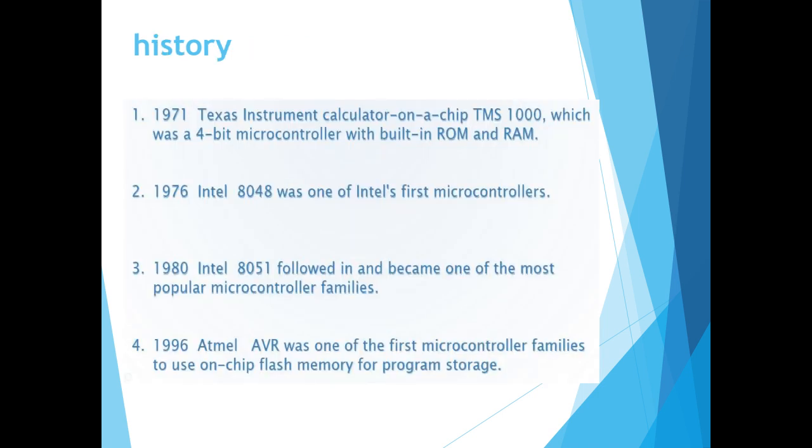After talking about microprocessor and microcontroller, as I said in the syllabus, we will have a history about the AVR, about different types of microcontroller, and we will focus on the AVR microcontroller. In 1971, the Texas Instruments calculator on a chip TMS-1000 was a 4-bit microcontroller with built-in ROM and RAM. It was the first type of microcontroller that was produced at that time.